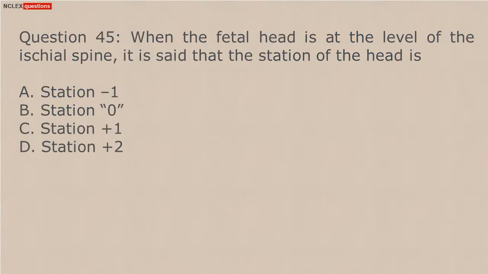Question 45. When the fetal head is at the level of the ischial spine, it is said that the station of the head is A. Station minus 1. B. Station 0. C. Station plus 1. D. Station plus 2.